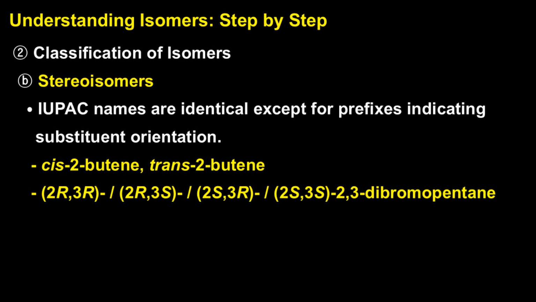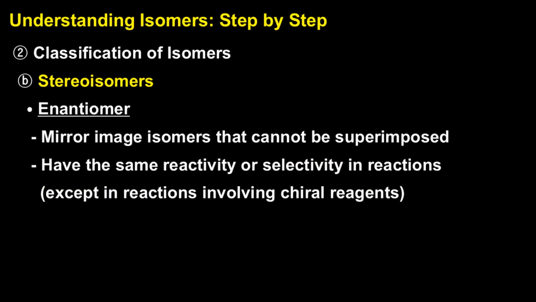Another good example is 2,3-dibromopentane, which can exist as multiple stereoisomers. The prefixes 2R,3R, 2R,3S, 2S,3R, and 2S,3S tell us exactly how the atoms are arranged around the two chiral centers. Even though these molecules have the same connectivity, their spatial arrangement leads to different interactions and reactivity. One of the most important types of stereoisomers is enantiomers, mirror image isomers that you can't superimpose.